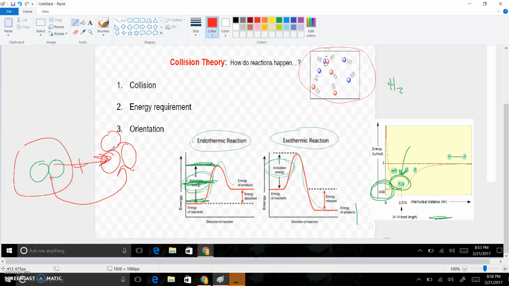Can we really control how the molecules are oriented in space? No, you really can't. It's really by chance. Do they happen to hit on the left side or the right side, the top side or the bottom side? We can't really control that. But orientation has to be just right in order for a reaction to happen. So those are the 3 things according to collision theory: collision, energy requirement, and orientation.